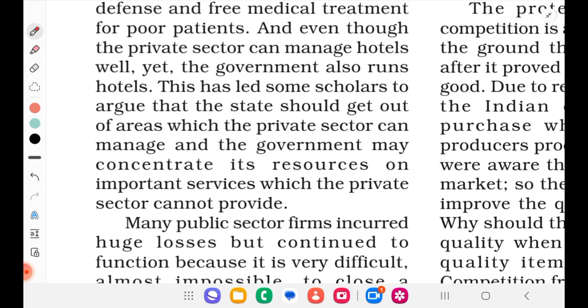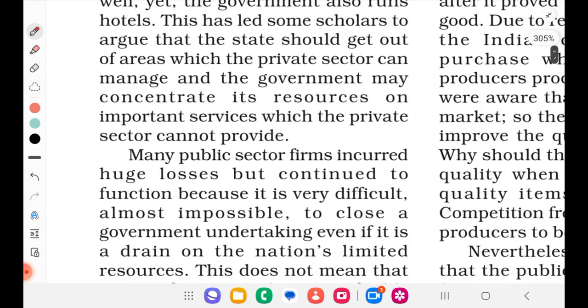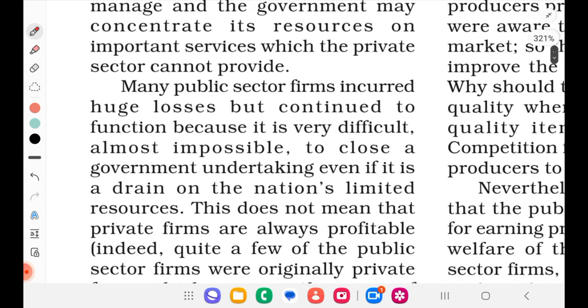This has led some scholars to argue that the state should get out of areas which the private sector can manage, and the government may concentrate its resources on important services which the private sector cannot provide. Many public sector firms incurred huge losses but continued to function because it is very difficult, almost impossible, to close a government undertaking even if it is a drain on the nation's limited resources.